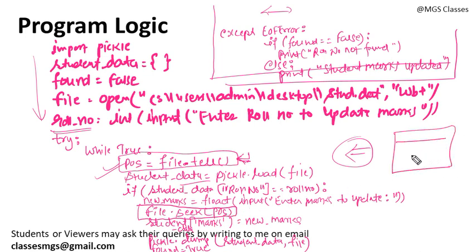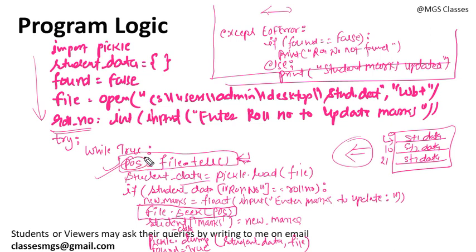Let's suppose this is student 1 data, this is student 2 data, and this is student 3 data. What we are going to do is store the pointer location into the position. Let's suppose this is position number 0, this is 10, and this is 21.